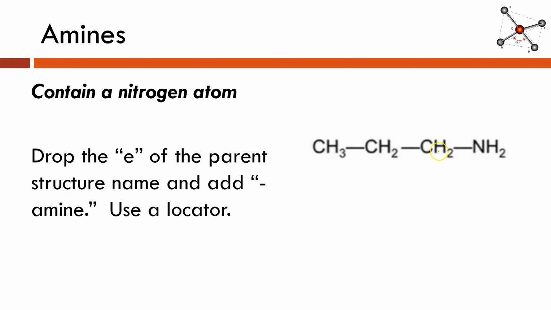So I've got 3 carbon atoms bonded together with single bonds, propane, lose the E, add the suffix amine, and use a locator. So I've got 1 propanamine. 1 tells me where the nitrogen atom is. Prop tells me there are 3 carbon atoms bonded together. And the amine is telling me, well, it's this NH2 group.